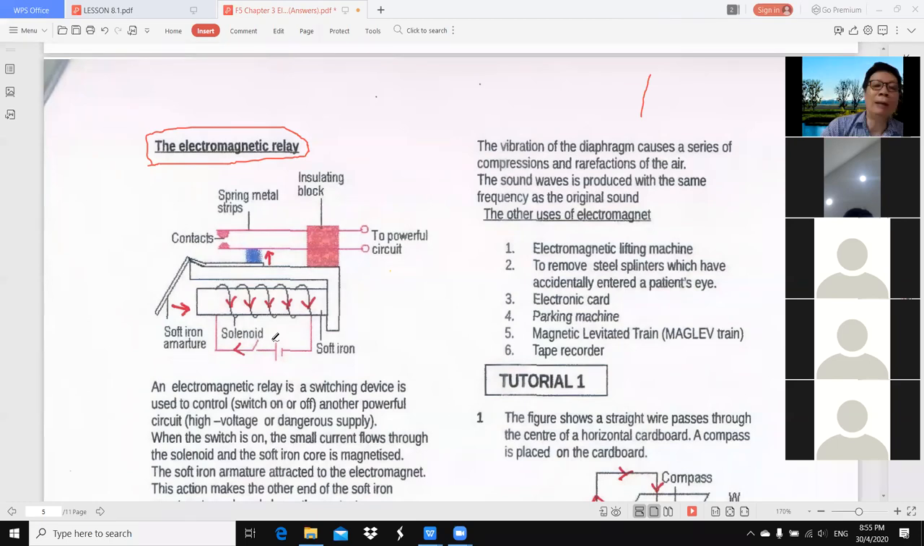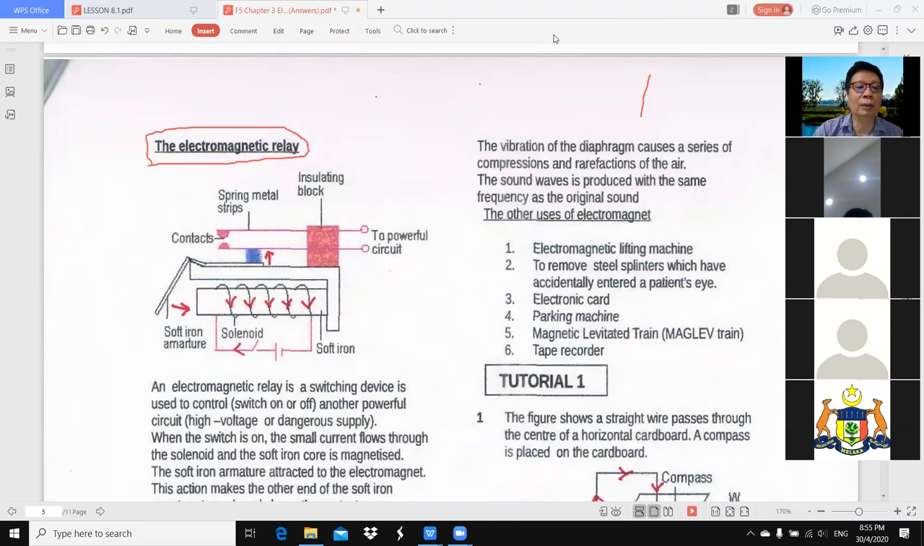Okay, all right, now you look at the diagram here. Sorry, I forgot to take a picture today. Let me take a picture first. Okay.